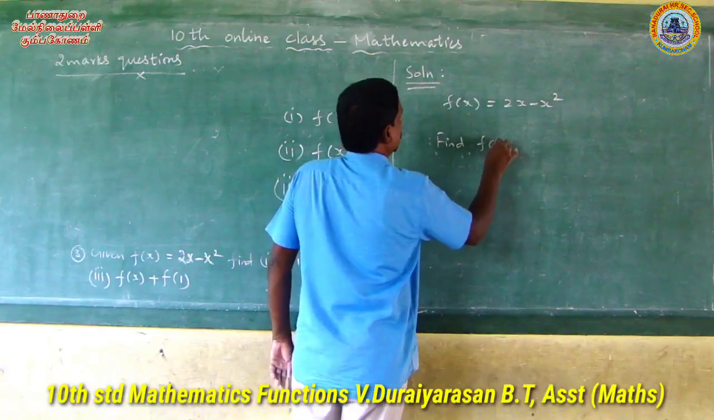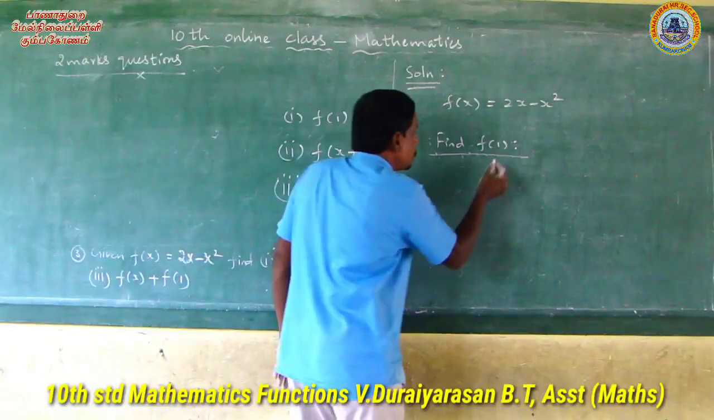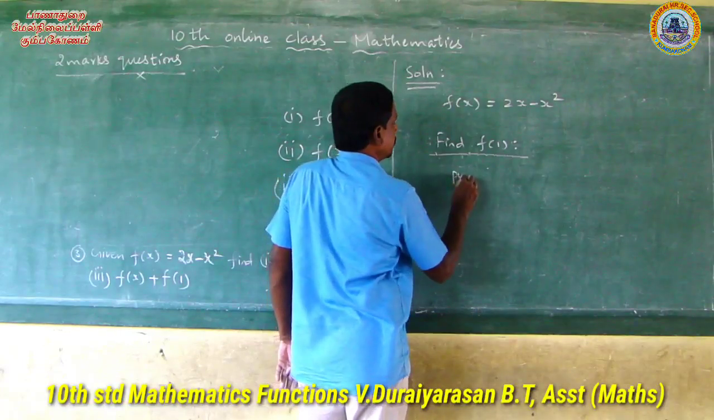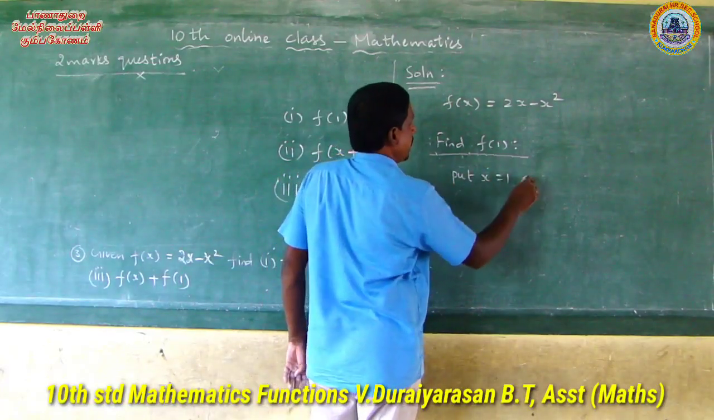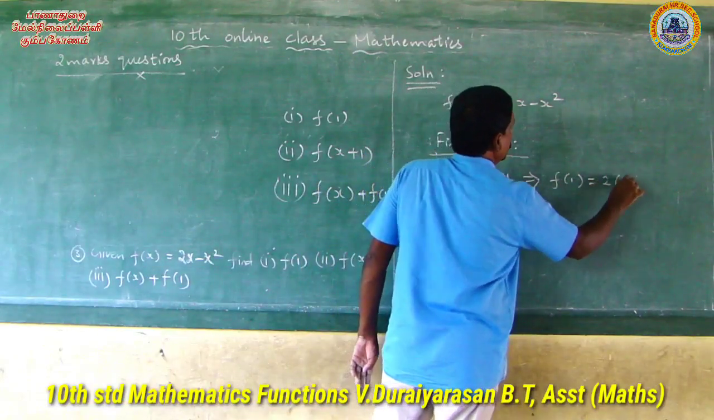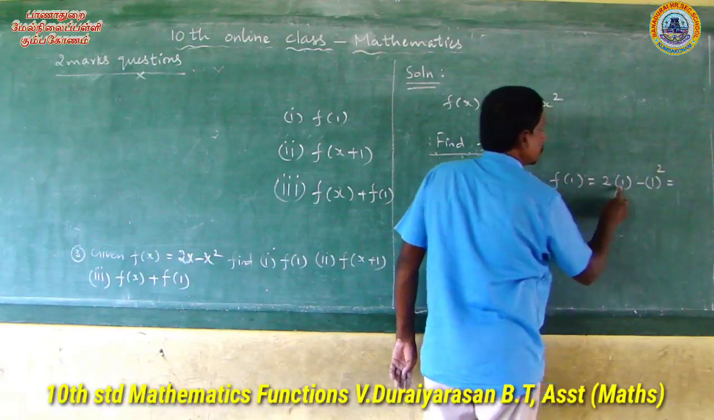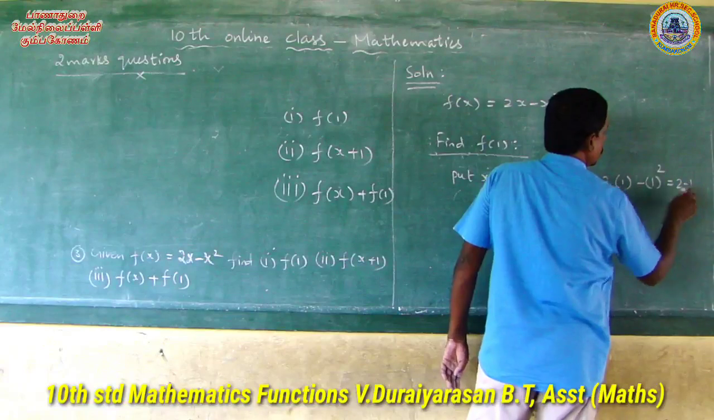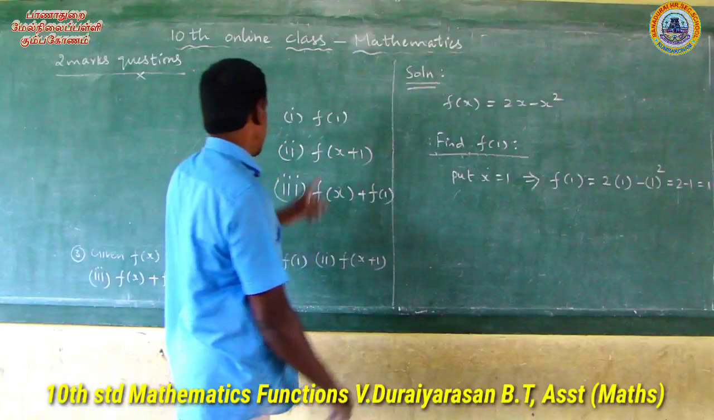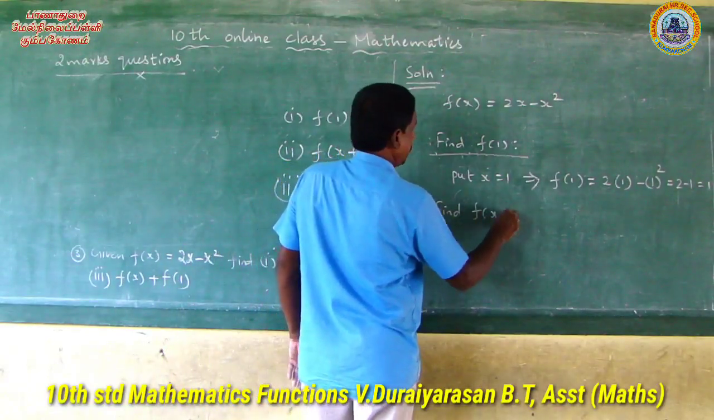Find f of 1. How to find, sir? Substitute the value x is equal to 1. Put x is equal to 1. That implies f of 1 is equal to 2 into 1 minus 1 square, is equal to 2 minus 1, which is 1. Right. Next, second question. Find f of x plus 1.